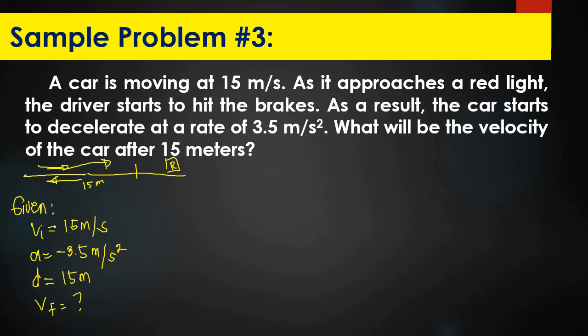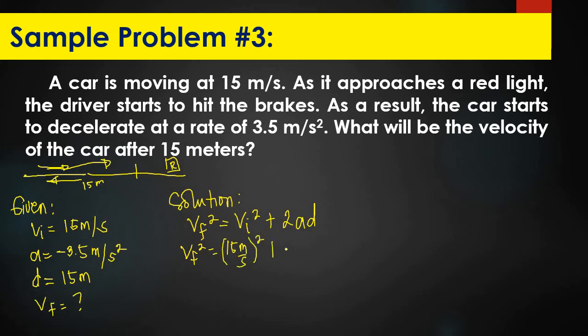So using this data, VI, A, and D, we presented the formula earlier: VF squared is equal to VI squared plus 2AD. Then substitute the given quantities. VI is 15 meters per second, squared, plus 2 times acceleration of negative 3.5 meters per second squared times displacement of 15 meters.